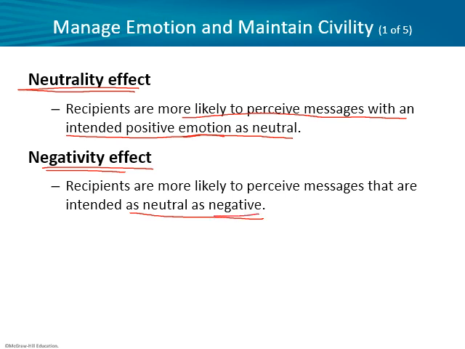So think about this. Basically, with either one of these effects, the emotions are going in places you didn't intend them to go. You had a positive emotion, you're trying to express positivity, and that comes across as not caring or apathetic or neutral. That's the neutrality effect. On the other hand, if you do want something just to be neutral, sometimes that can come across as negative. So this is interesting to think about. If you're sending email, basically think about it: whatever the positive is, it'll be neutral. Whatever the neutral is, might even be negative.